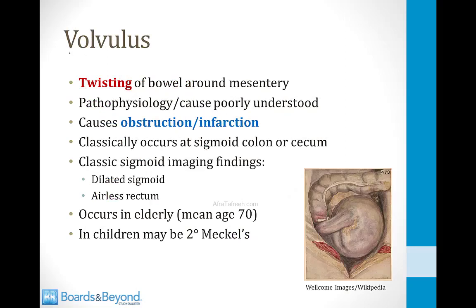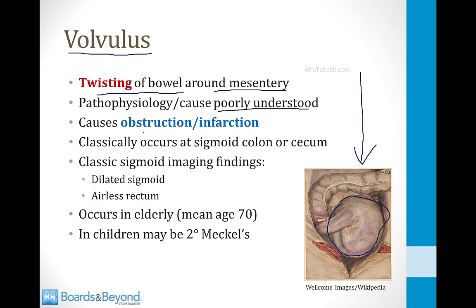Moving on, let's talk about intestinal volvulus. This is when there is a twisting of the bowel around the mesentery. This is a picture on the screen of what it might look like at surgery. You can see that a portion of the bowel has twisted around the mesentery and is large and dilated. The underlying pathophysiology and triggers for intestinal volvulus are poorly understood, but it can lead to bowel obstruction and bowel infarction. It classically occurs in 2 locations, either at the sigmoid colon or at the cecum.